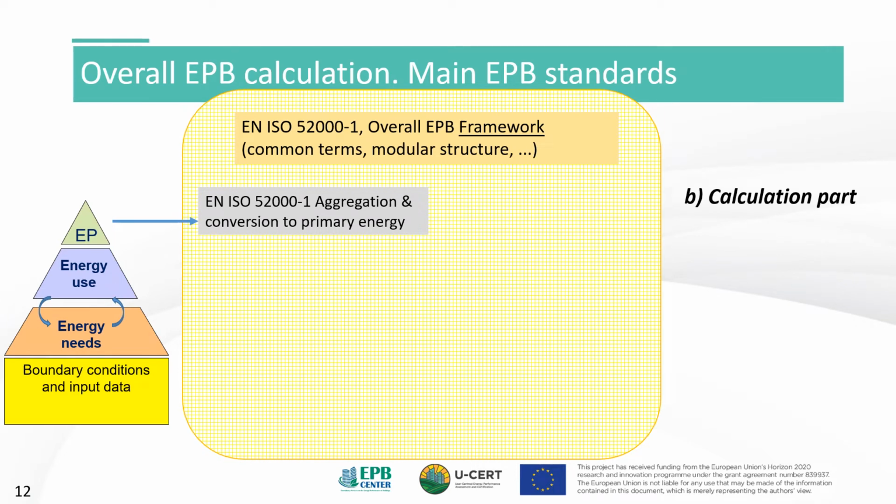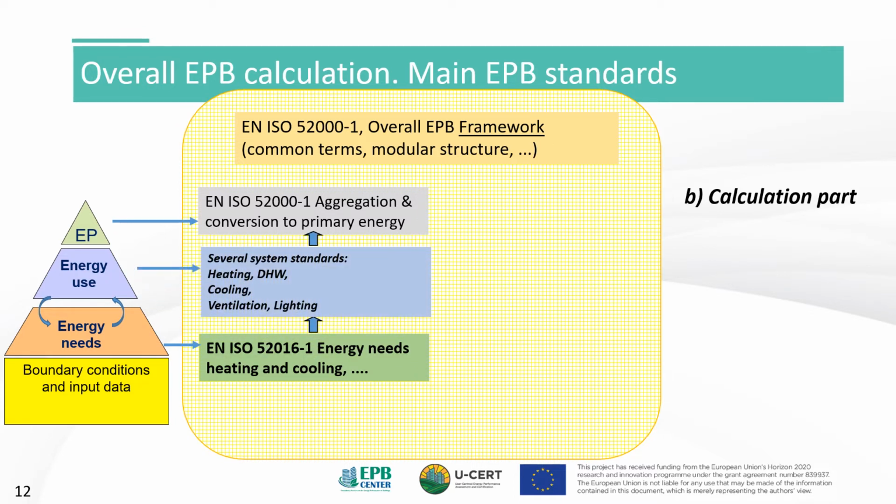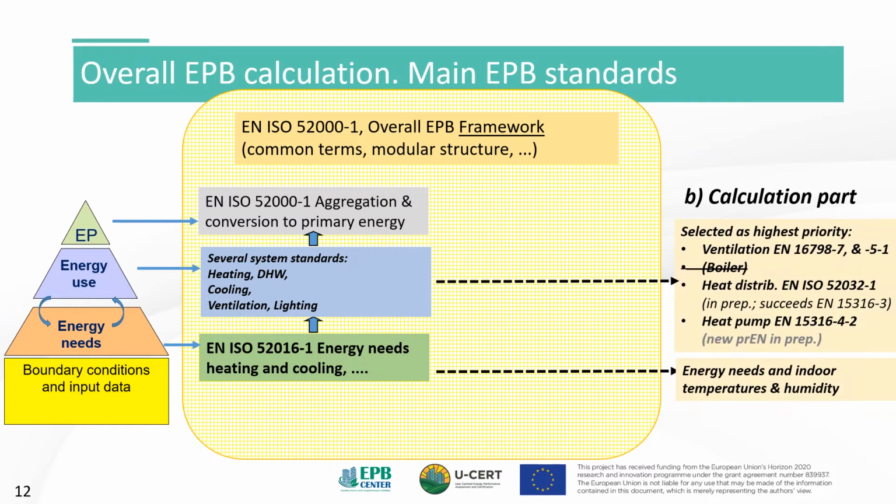So we moved aside this pyramid to give room for the other selected standards. So here we have the 52016 Part 1 is on the energy needs for heating and cooling and indoor temperature calculation. And then we have several standards to describe the systems: heating, cooling, ventilation and lighting. So we have the single standard for the calculation of energy needs and temperatures, and also humidity. And we have selected as a highest priority for the systems the two ventilation standards on airflow and ventilation systems, also the standard on heat distribution and a standard on heat pump systems.